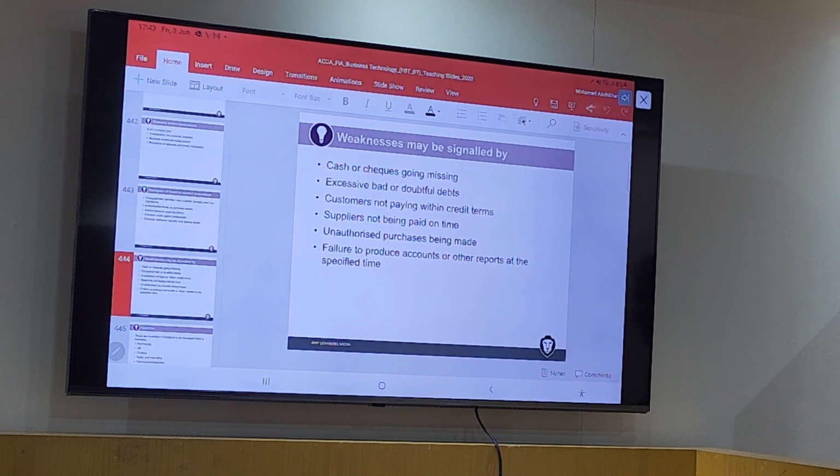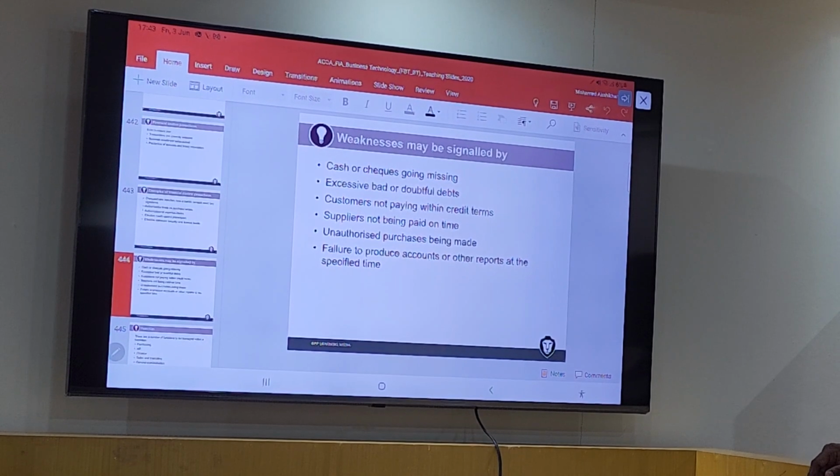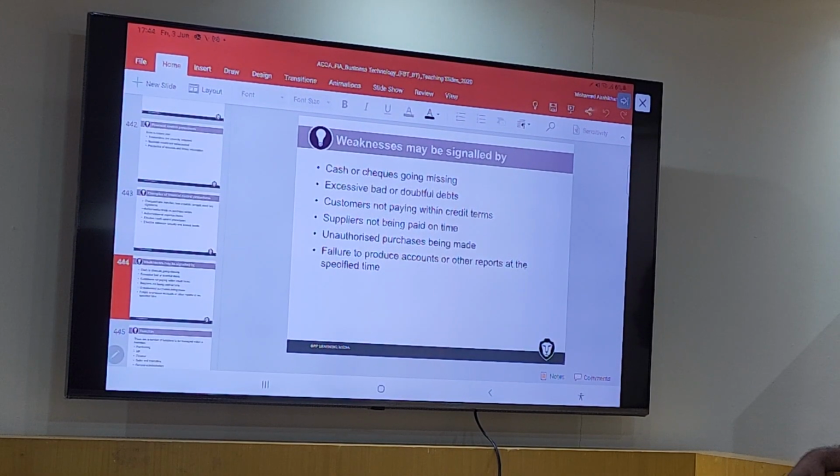Weakness may be signaled by cash or checks going missing, excessive bad and doubtful debts. These are indicators: customers not paying within the credit terms, suppliers not being paid on time, unauthorized purchases being made, failure to produce accounts or other reports at the specified time. These are indications of weaknesses or possible fraud.